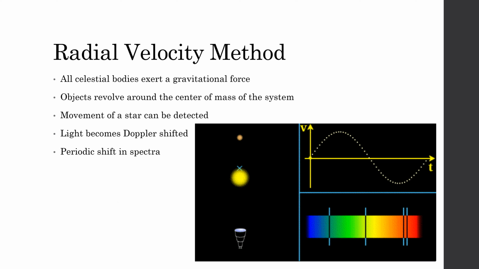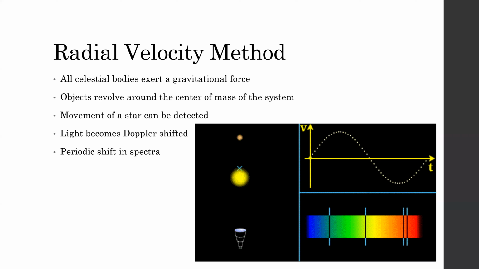To start, all celestial bodies exert a gravitational force on one another. If you look at the picture here on the left side, you can see a star and a planet and a little X in the middle. That X represents the center of mass of the system. While a lot of people might think all the planets just revolve around their host star, this isn't strictly true. While the star exerts a huge gravitational force on the planet, the planet does in fact exert a gravitational force back on the star.